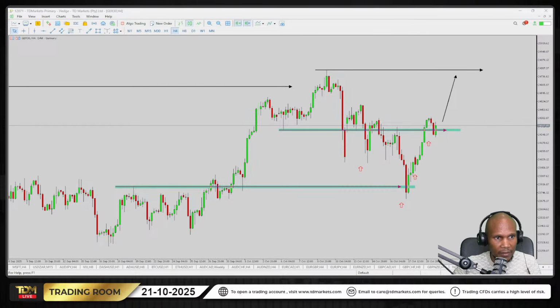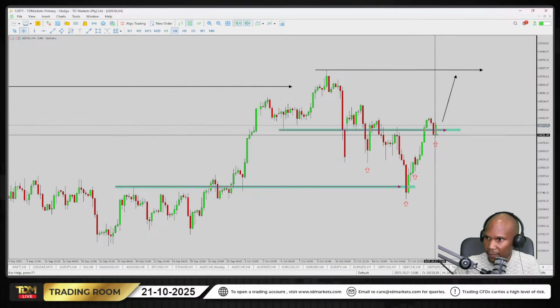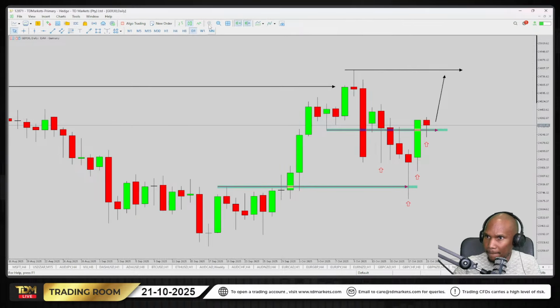All right, so that is how German 30 is looking. Proper setup. So let's see what's going to happen there. It's a proper setup. Right, let's see what's going to happen there. So German 30, there we go.